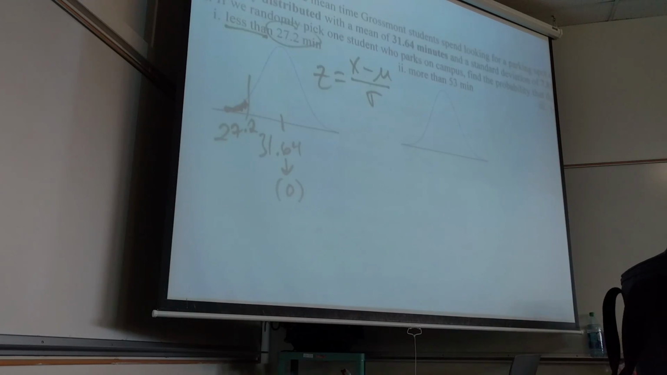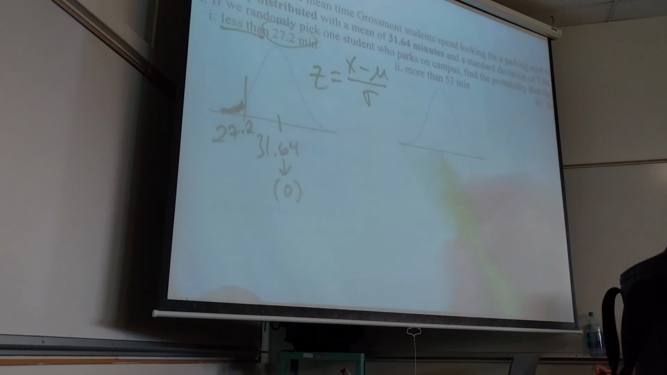Now, you guys turn 27.2 into a z-score. Little magic trick. No, it's not okay. Yes, it is okay.